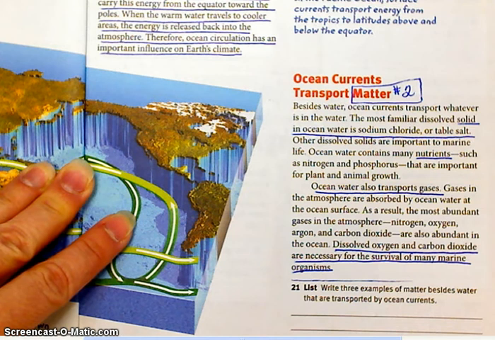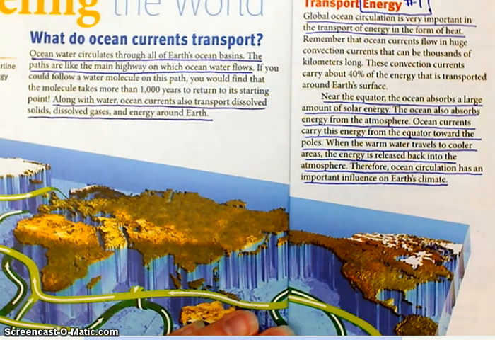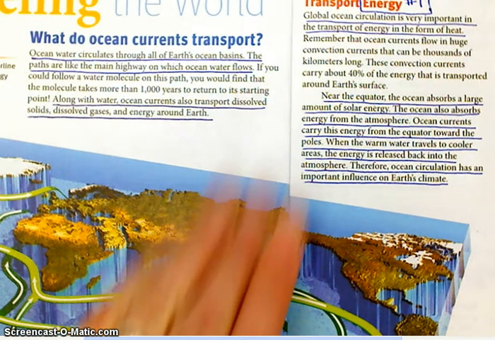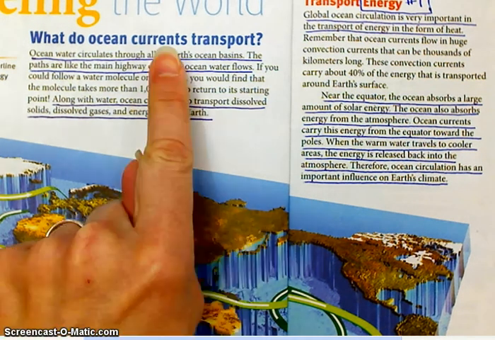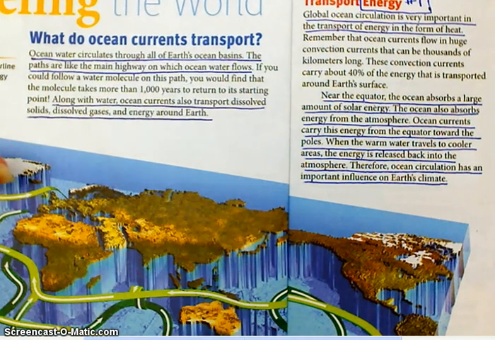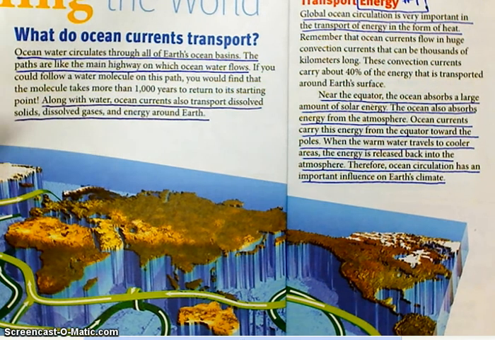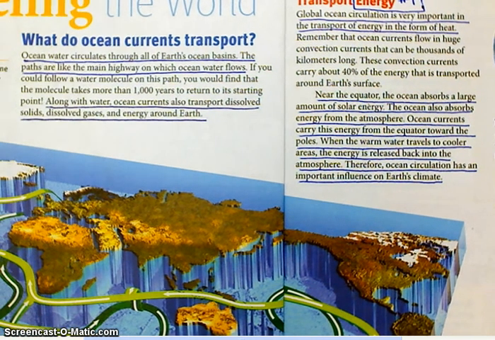Okay, so ocean currents, remember they're set up by differences in heating. Okay, we have large convection currents, but what do ocean currents transport? They transport energy and they transport matter.